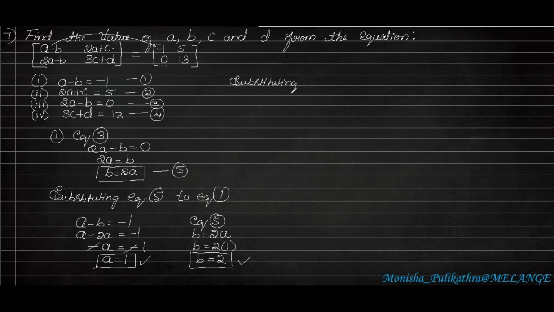Substituting a is equal to 1 into equation 2. Equation 2 is 2a plus c is equal to 5. In the place of a, we substitute 1: 2 ones are 2, plus c is equal to 5. C is equal to 5 minus 2. So c is equal to 3. We got the value of c also.